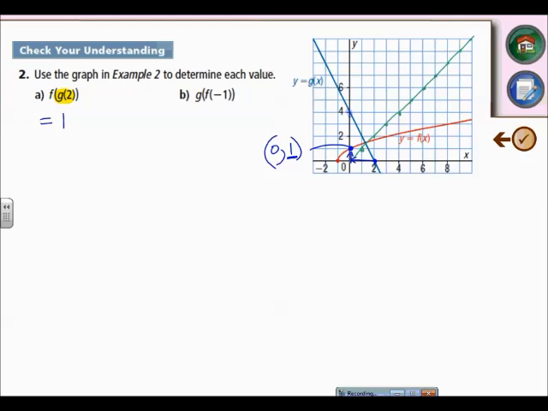Let's draw the arrows on this one. Horizontal to the green line, then vertical to this point, which was (0, 4). We don't care about the first number, we only care about the second one, so we're saying it's equal to 4.